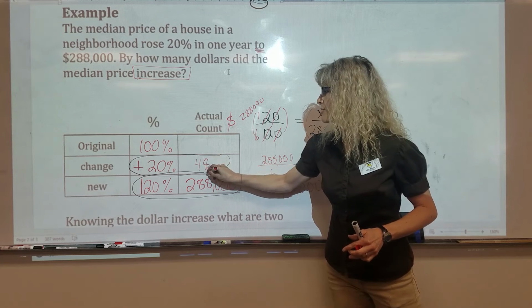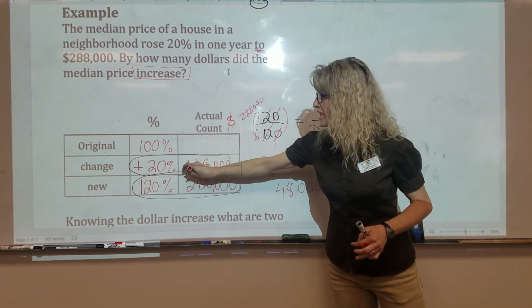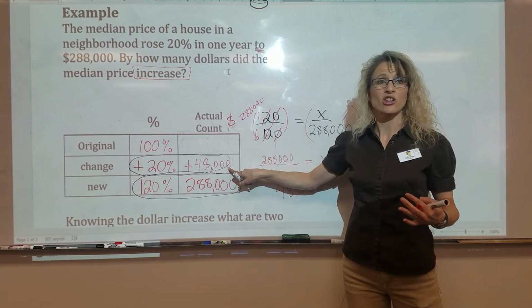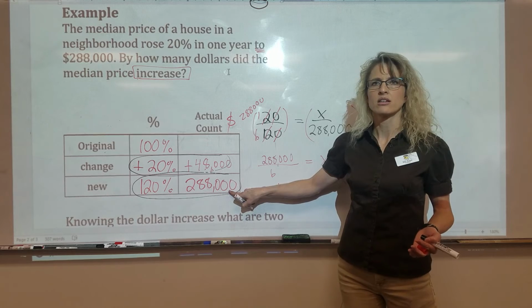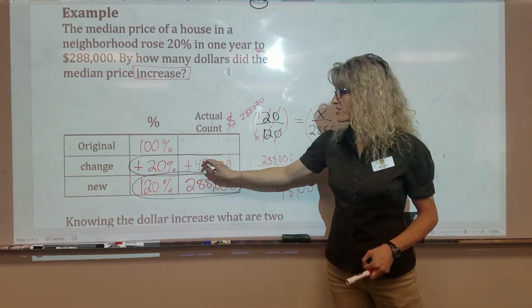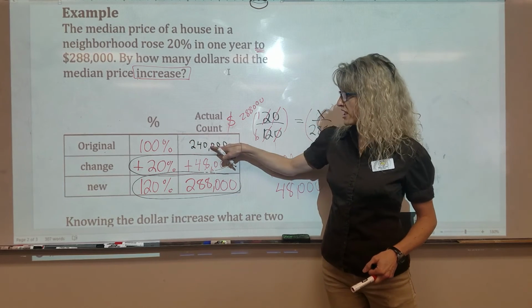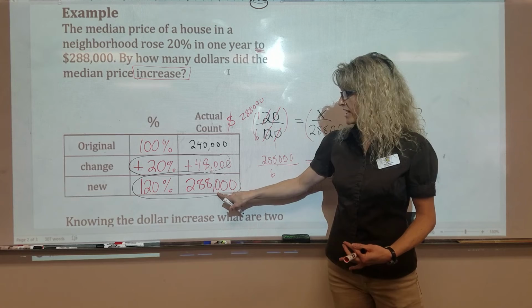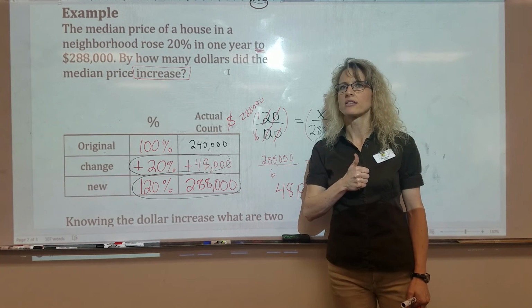Let's put it in and see if it makes sense. If we had some starting dollar amount, we added $48,000 of value, and we ended at 288,000. Yeah, that makes sense. Could we figure out our starting amount if we wanted to? We could. We would just subtract these, right? 240. So I started here. I added some new value on. Now it's my ending value, so homeowners are happy. Give me a thumbs up if it makes sense.